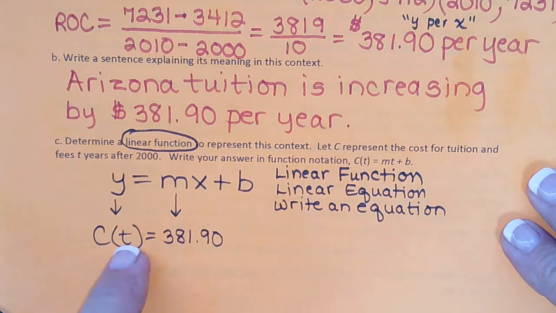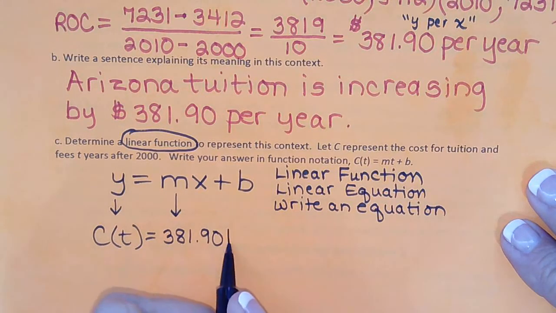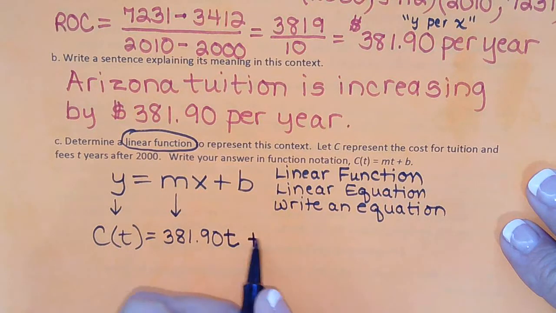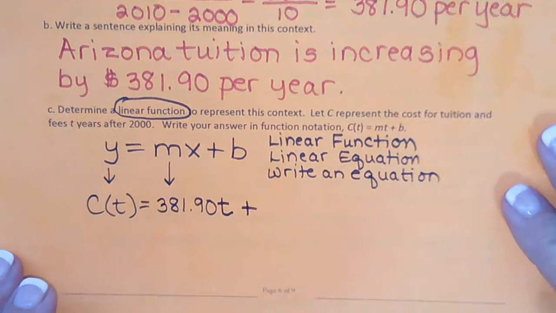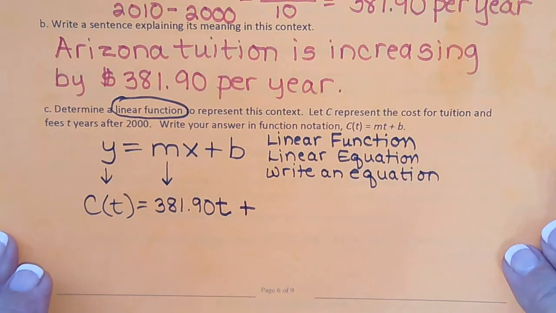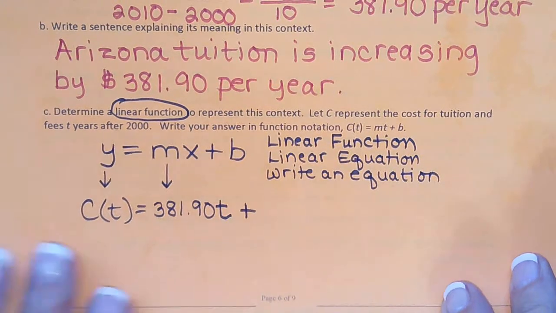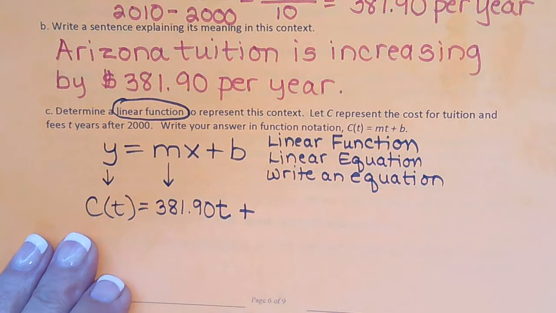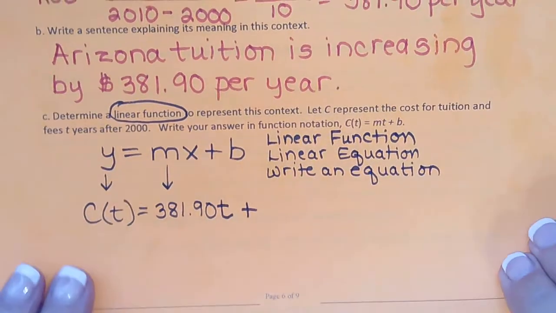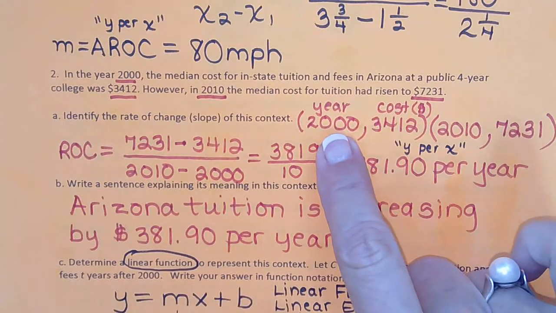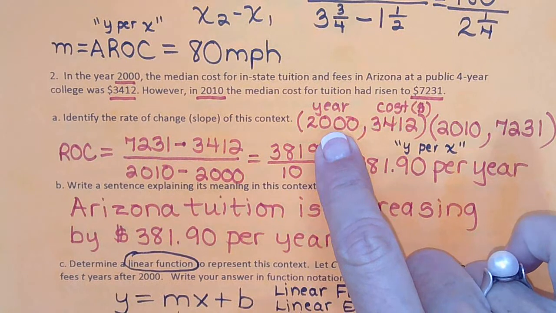What's x? Oh, it's always what's in parentheses. So in place of x, I'm going to put t plus b, remember, is the y-intercept, the starting point. So where did tuition start? That would be like year 0. So year 0, wouldn't that be here? That's the first year they gave us.